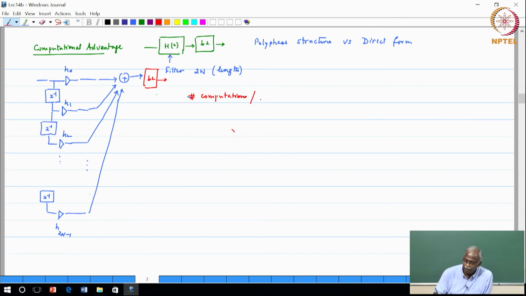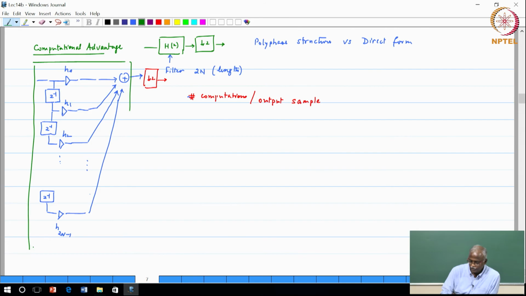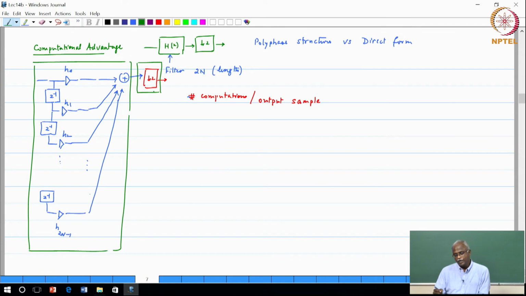Think of it as a hardware implementation, where you are counting computations per output sample: the first block is doing the direct form filtering, and then the second block is doing the downsampling. So this is step 1, or block 1. In block 1, at every clock cycle, what is the computation that is happening? Every clock cycle there will be 2n multiplies, you agree with that? All the filter coefficients will multiply whatever is there in their input register.